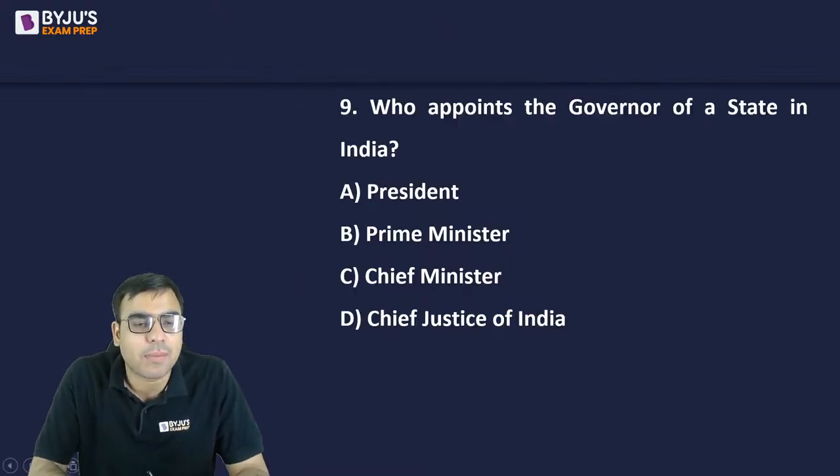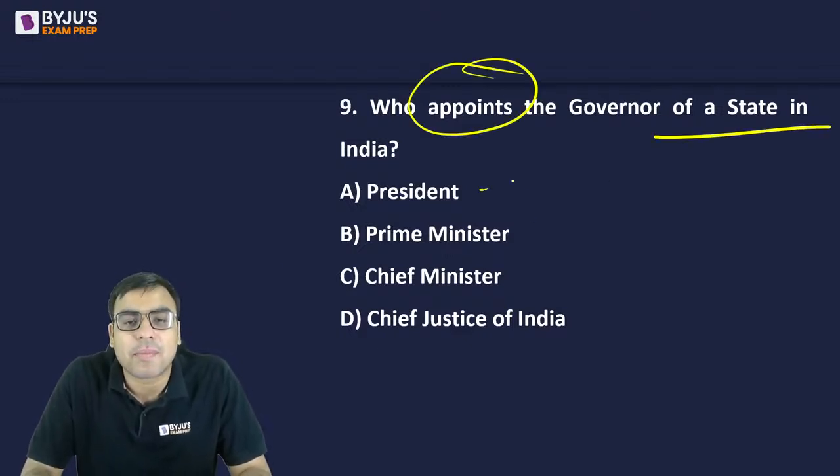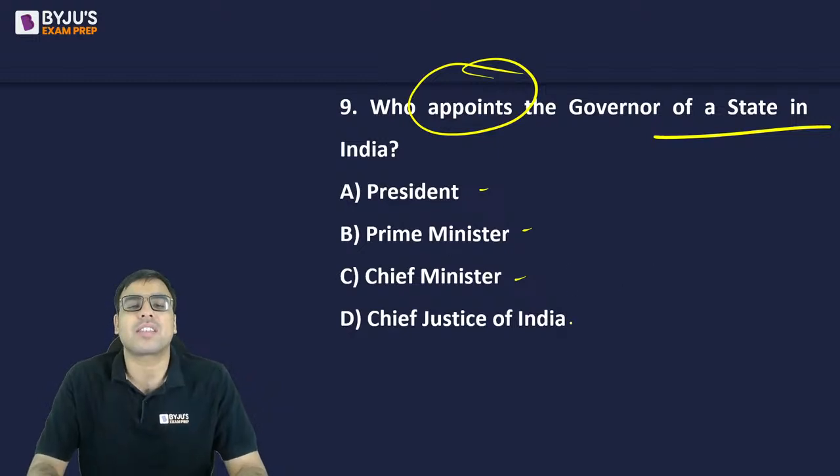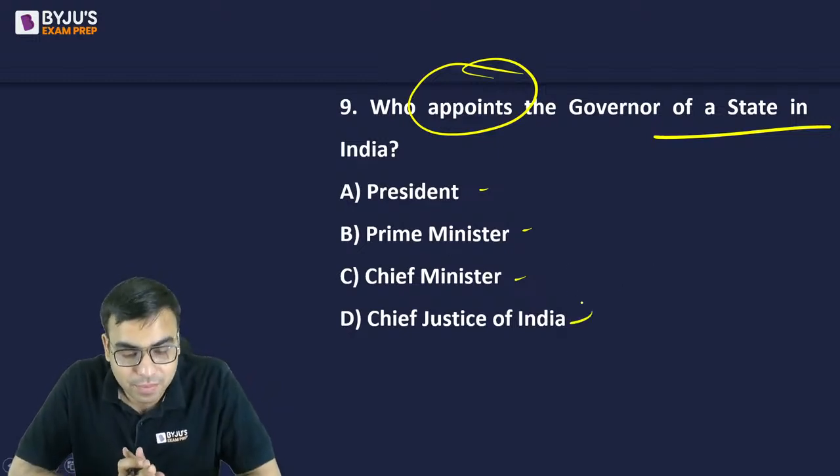The next is question number 9. Who appoints the governor of a state in India? President, Prime Minister, Chief Minister, Chief Justice of India. What is the right answer?